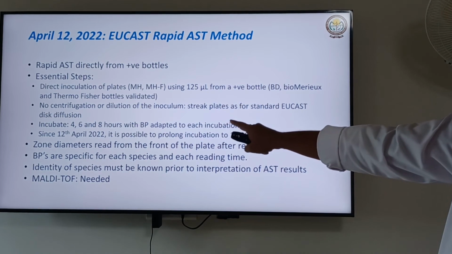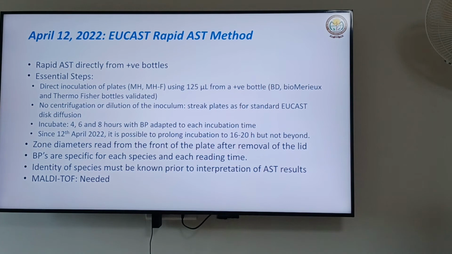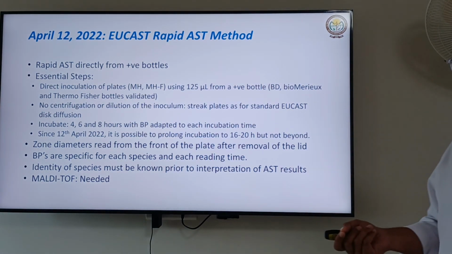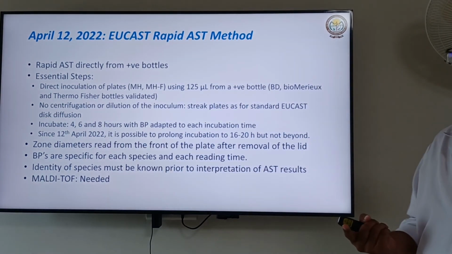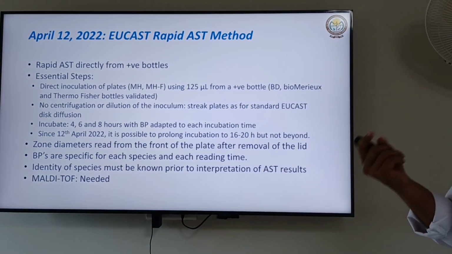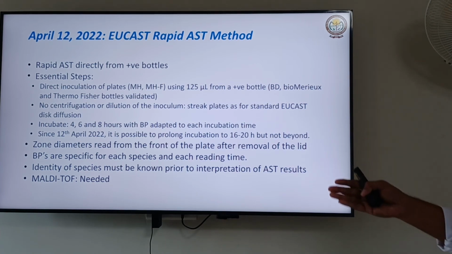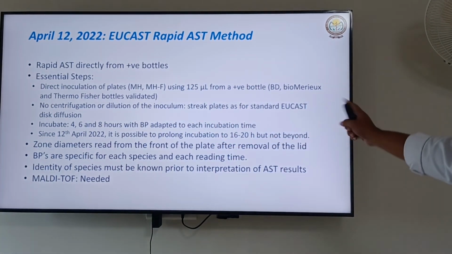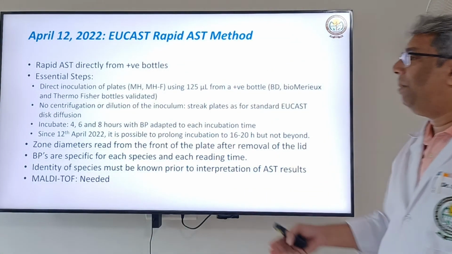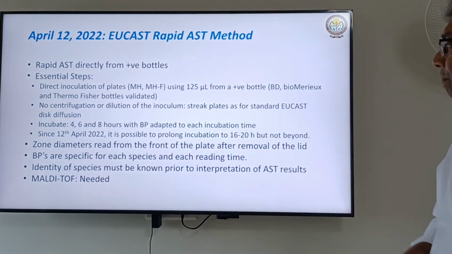And since April, it has been possible to ask: what happens if there is no growth at 4 hours, no growth at 6 hours, what do you do? Can you interpret at 16 hours or 20 hours? Yes. After April, they incorporated breakpoint zones to be read at 16 hours. For example, if your plate is at 8 hours and you forgot to read, do I extrapolate the time or increase the time? They validated that it is possible to prolong incubation to 16 hours but not beyond. So these direct AST plates can be read like routine AST plates, which we normally read at 20 hours. So that can also be done.